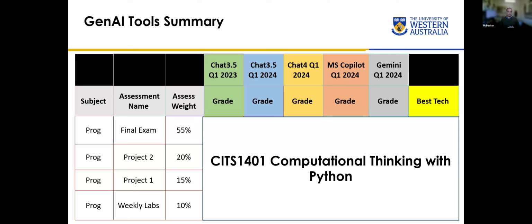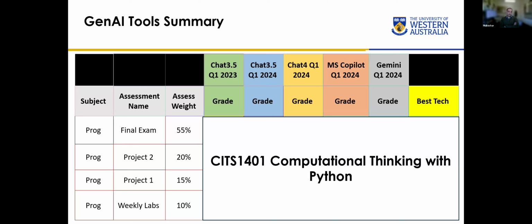Then we have a couple of projects. Combined, they are 35% of the final grade. Project 1 is very simple, while project 2 is a little bit more complex. Then we have the weekly labs. We have 5 labs which they have to do, and all the labs combined together will be 10%.